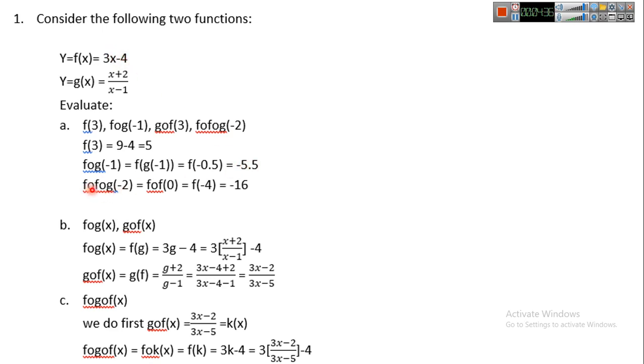I want f of g of minus 2. So for the first step, I do g of minus 2. So minus 2 plus 2 is 0. So I have g of minus 2, it's already done. So now I have f of this 0.